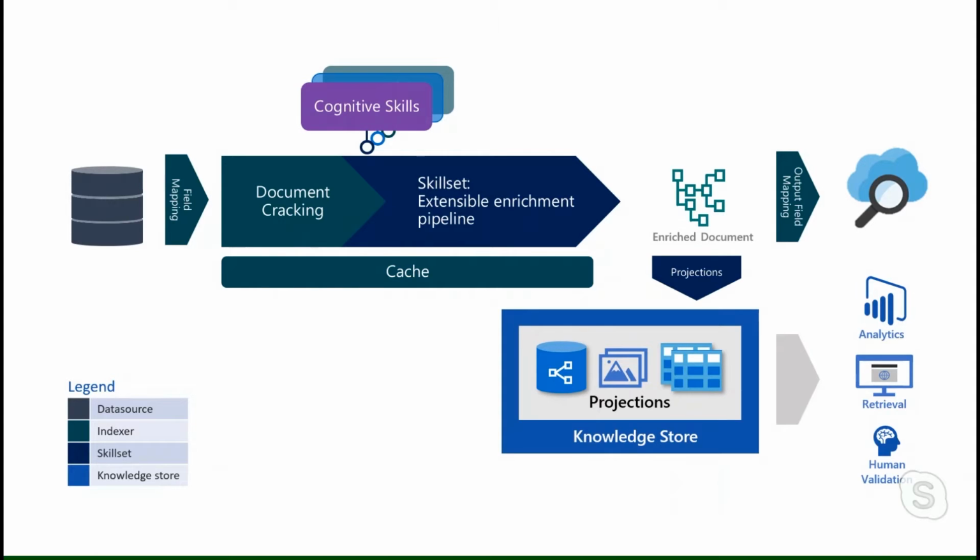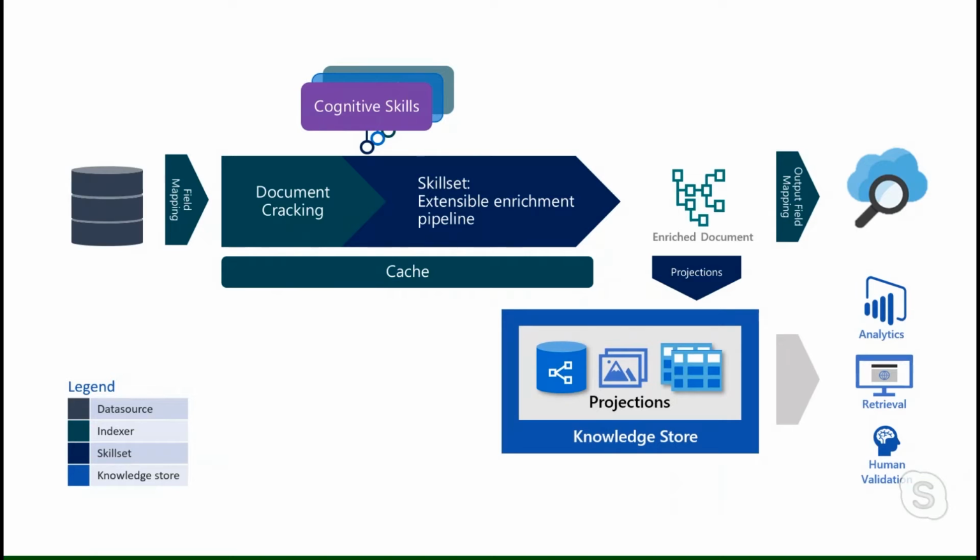For those of you who are familiar with the cognitive search process, you typically start with your data in a data source. That data source is essentially one of the data sources that we support. It would be things like a blob storage account, a SQL database, a Cosmos database, and a number of different data sources we support. You bring that data into your enrichment pipeline, which is essentially your indexer, through field mappings.